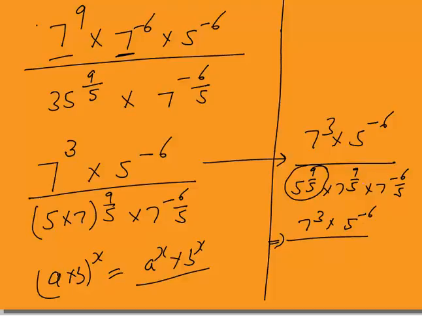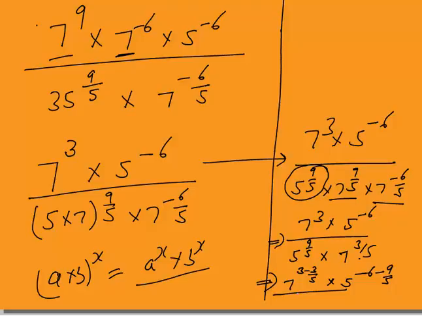Now this 5 power 9 by 5 will be as it is. Now 7 power 9 by 5, 7 power minus 6 by 5. When the base is same, power will get added. So 9 by 5 minus 6 by 5 becomes 3 by 5. 7 power 3 by 5. Solving it. Now 7 power 3 upon 7 power 3 by 5. This becomes 7 power 3 minus 3 by 5, into, this will not be divided, 5 power minus 6 minus 9 by 5.